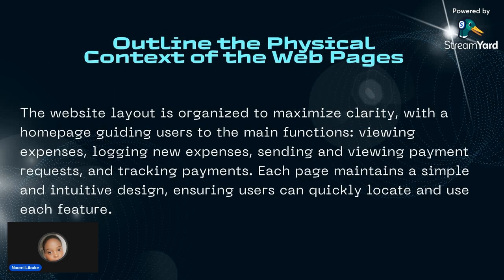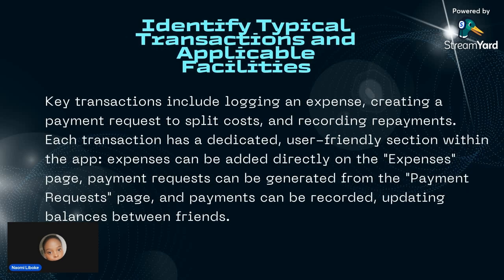Outline the physical context of the web pages. The website layout is organized to maximize clarity with the home page guiding users to the main functions: viewing expenses, logging new expenses, sending and viewing payment requests, and tracking payments. Each page maintains a simple and intuitive design, ensuring users can quickly locate and use each feature.